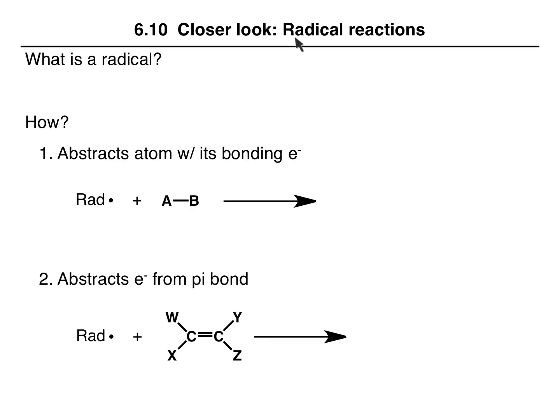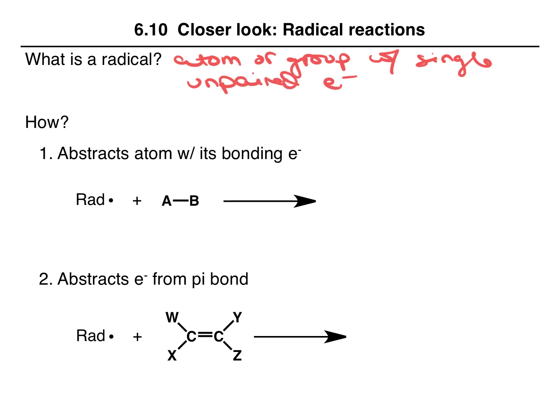So let's continue to think about radical reactions, but let's focus on the radical itself. So what is a radical? This is an atom or a group with a single unpaired electron. So a radical is an atom or a group with a single unpaired electron. Often it might be something that has 7 electrons when it wants 8, right? So it needs 1 electron to get an octet.